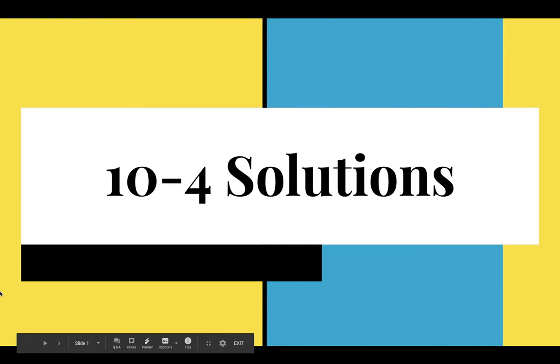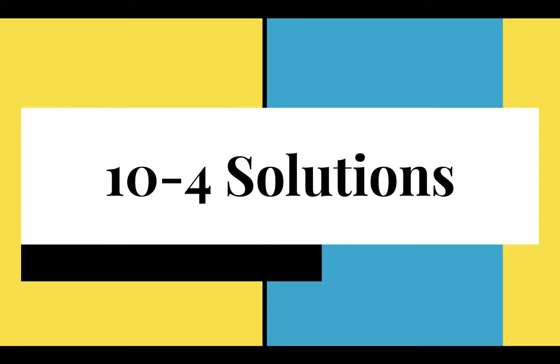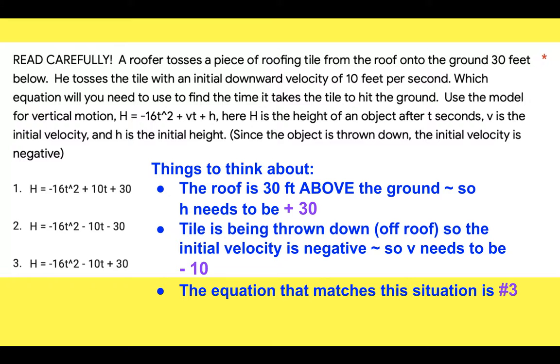Reviewing the solutions to the story problems from 10-4 using the quadratic equation and discriminant. In the first story problem, you have a roofer tossing a piece of tile from the roof to the ground 30 feet below. As you read this, a few things you need to remember.